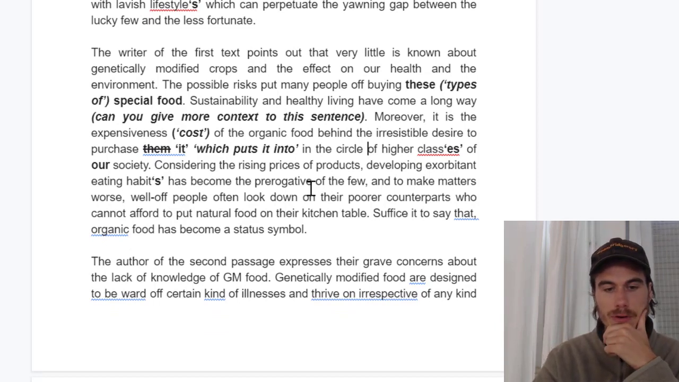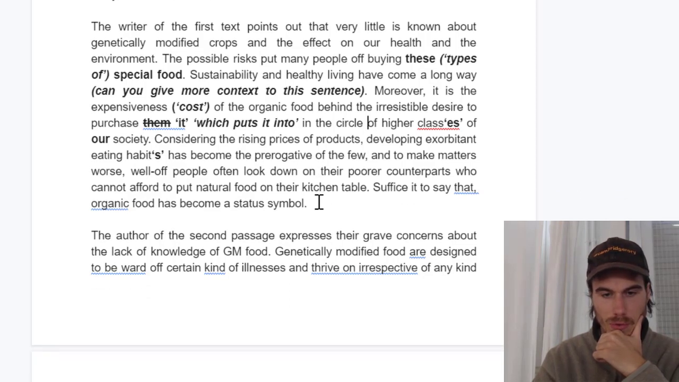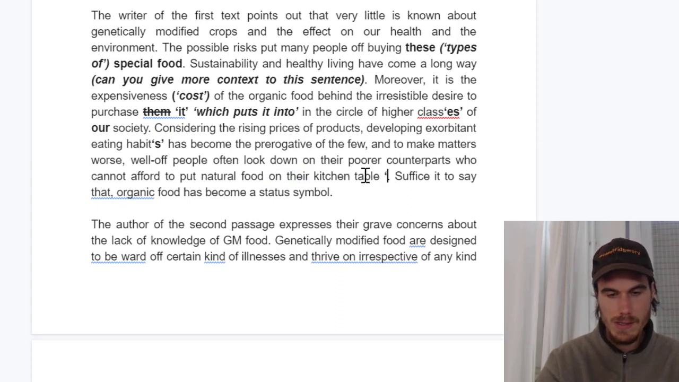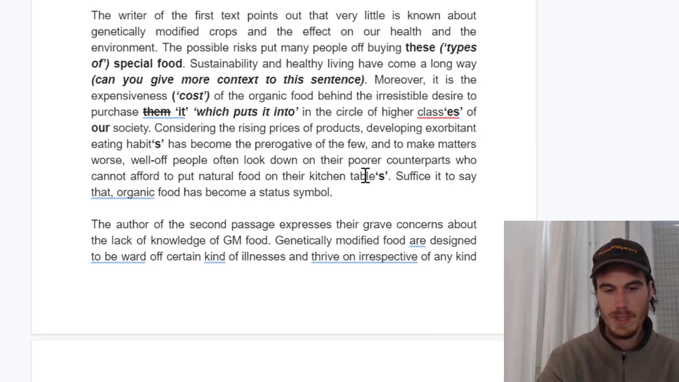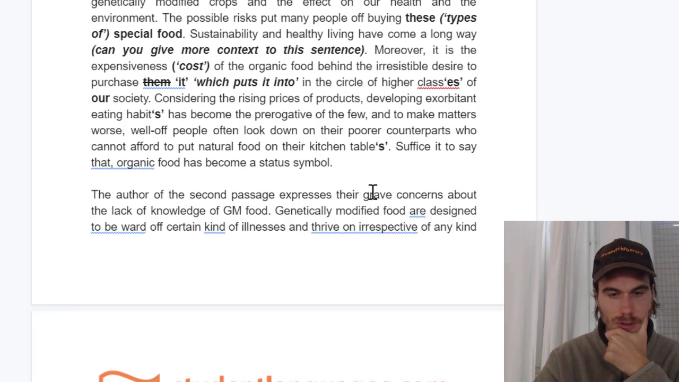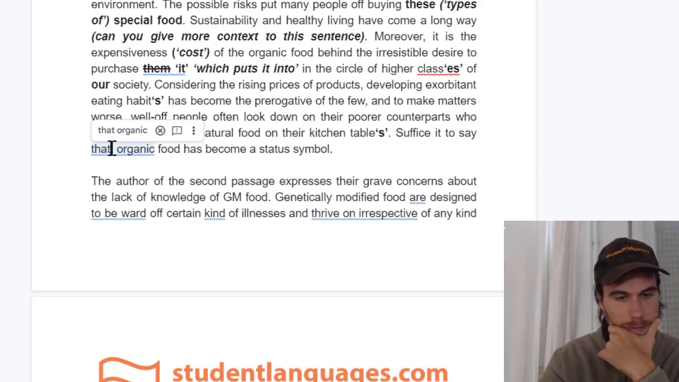"Exorbitant eating habits has become the prerogative of the few, and to make matters worse, well-off people often look down on their poorer counterparts who cannot afford to put natural food on their kitchen table." Because you're talking about their, again, plural, I would probably say tables, just to keep it more in line. "Suffice to say that organic food has become a status symbol." Yeah, don't need the comma here.